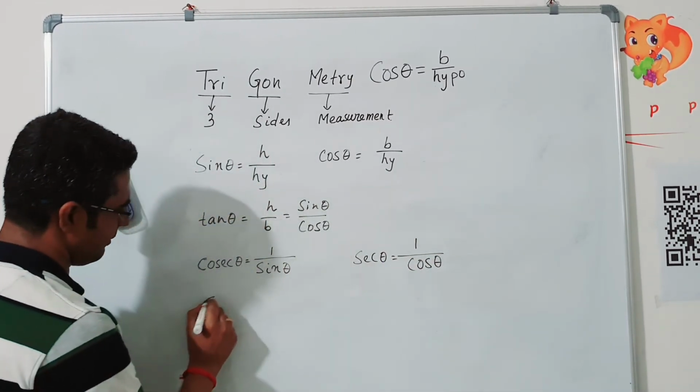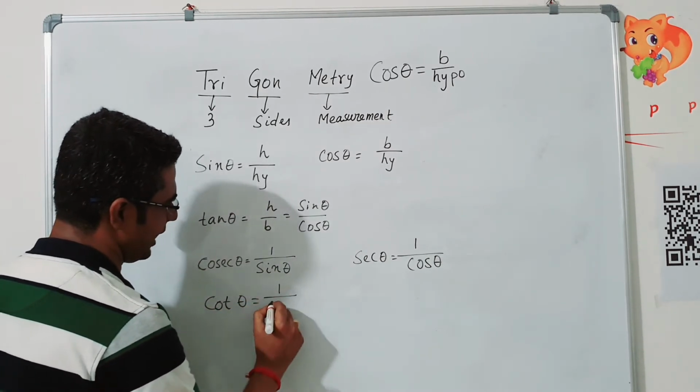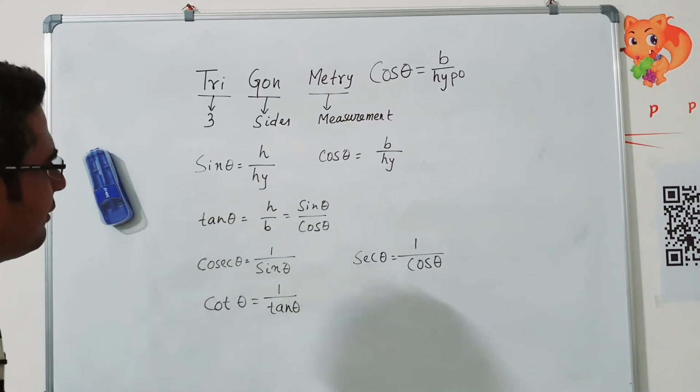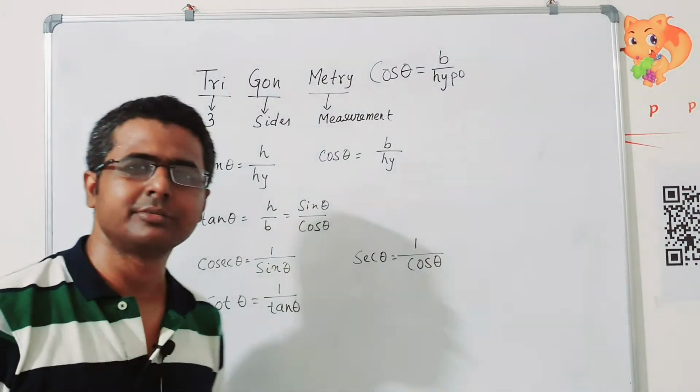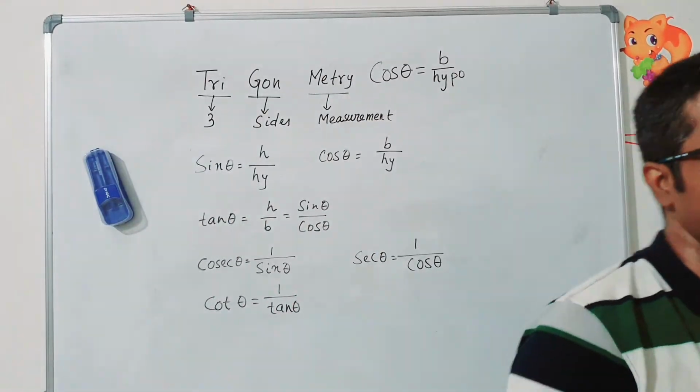Okay. We have got cot theta, which is what? Reciprocal of tan theta. This is more than enough. This is what we have learned basically in this last 15 minutes, nothing else, right? Nothing else, we have learned only this.